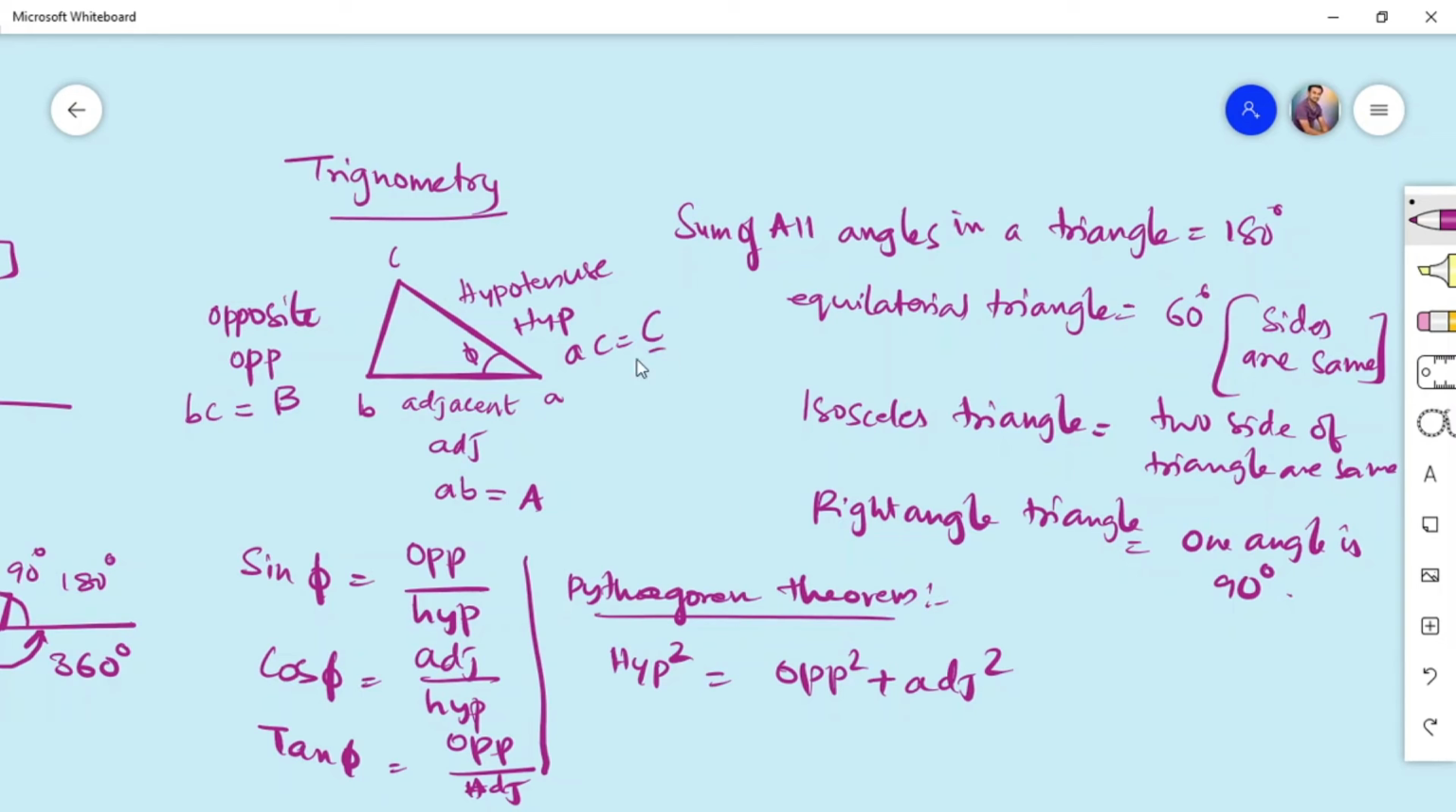So, we have the simple representation of CBA. By using CBA, we can write this as C square equal to B square plus A square, or A square plus B square, anything is one and the same. Now, we will see one example regarding this Pythagorean theorem.